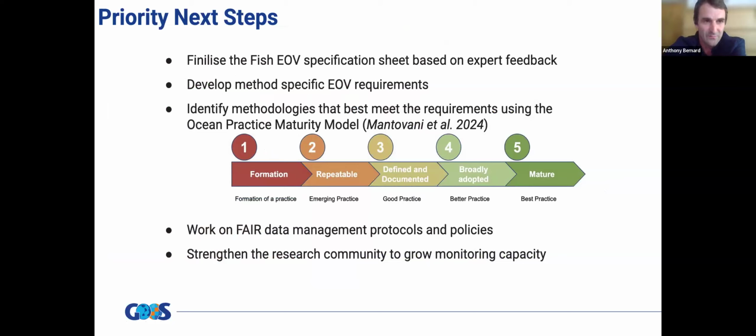Because of the large number of methods and the diversity of sampling methods that we have within this field, we're going to develop method-specific EOV requirements. So this will be an addendum to the spec sheet and provide more focused information dependent on the method that you're planning on using. And then we're wanting to run the available methods through the ocean practice maturity model to guide the development and the selection of methods for monitoring.